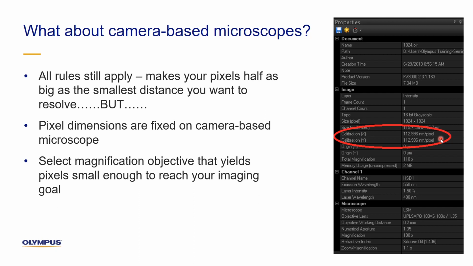Fortunately, most camera-based microscopes are set up by your microscopy representative such that the pixel size with particularly your high mag objectives are going to be approximately Nyquist or slightly larger than Nyquist. Okay, given that, as long as these pixels are half as big as the smallest thing you want to see, your microscope is probably adequate for the job of your imaging.